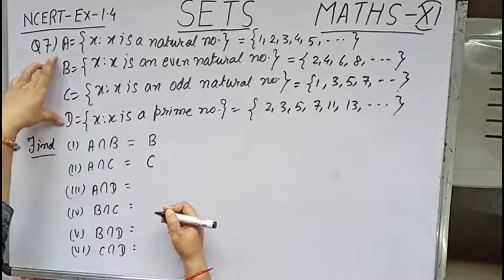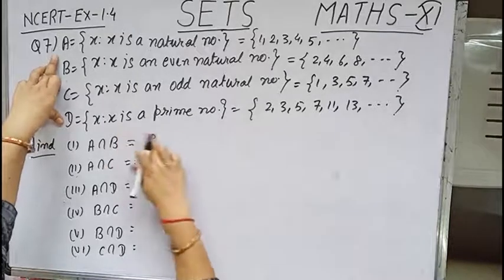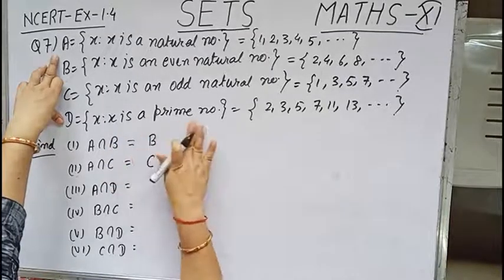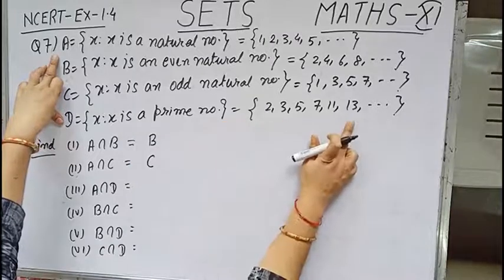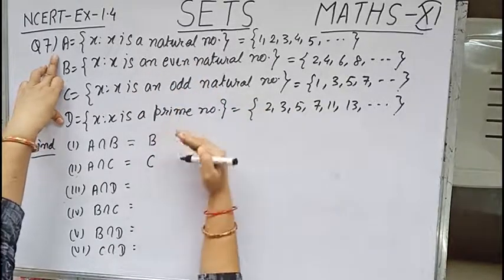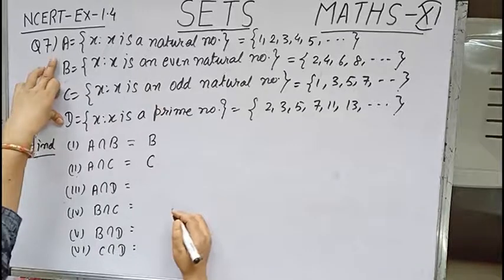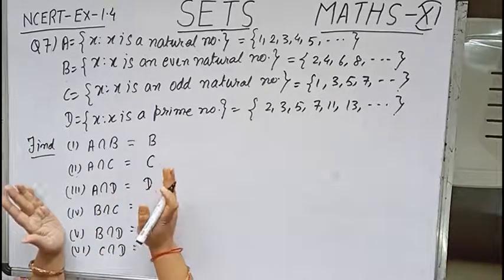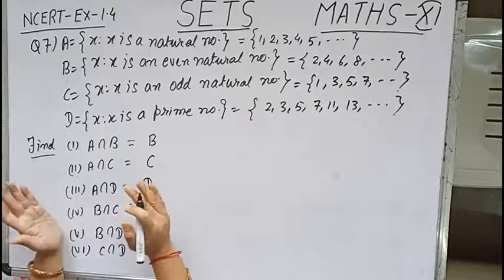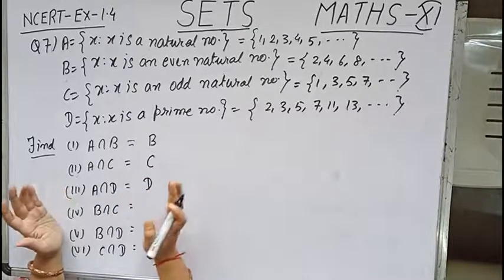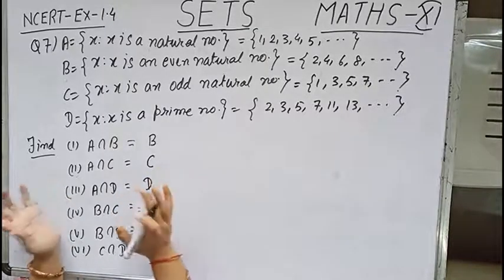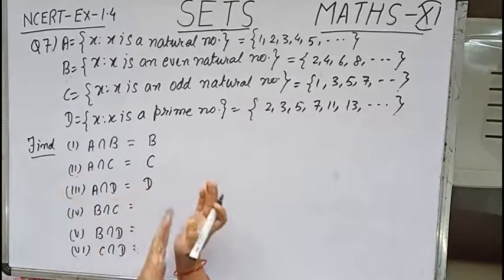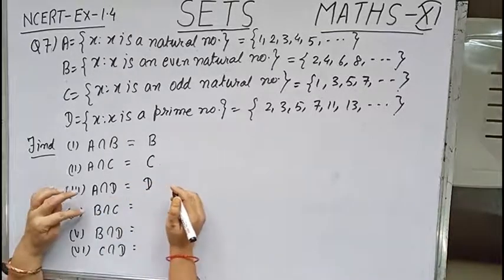Now A intersection D. Obviously set D is x such that x is a prime number, and each prime number is also a natural number. That is, set D is contained in set A. So A intersection D will be equal to D. Whenever we intersect two sets and if set A is contained in set B, the result will be set A. I mean the intersection always gives the smaller set.